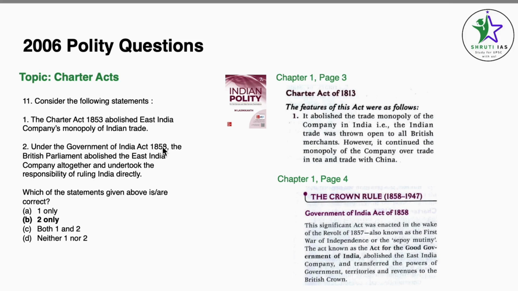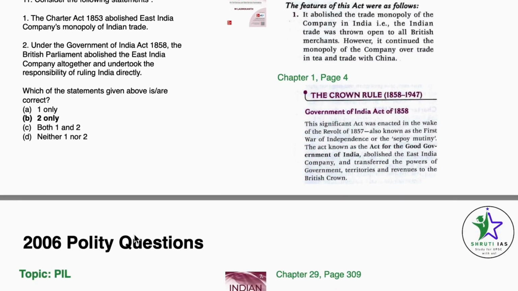Coming to statement 2, same chapter, page number 4. Under Crown Rule 1858-1947, Government of India Act of 1858, we read here, I think on the 4th line, the act known as the Act for Good Governance of India abolished the East India Company and transferred all the powers of the government, territories and revenues to the British Crown. This is exactly what is given in this point, which makes this point correct. So the answer becomes B, 2 only.